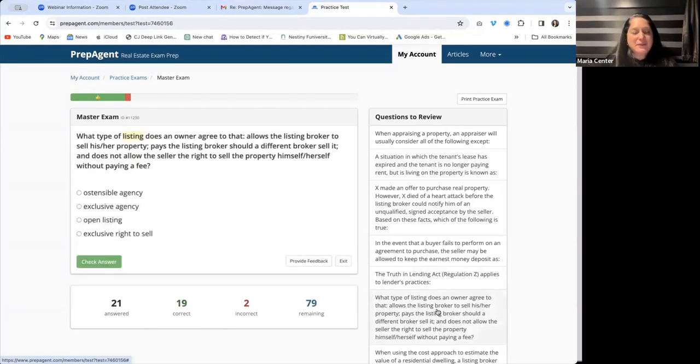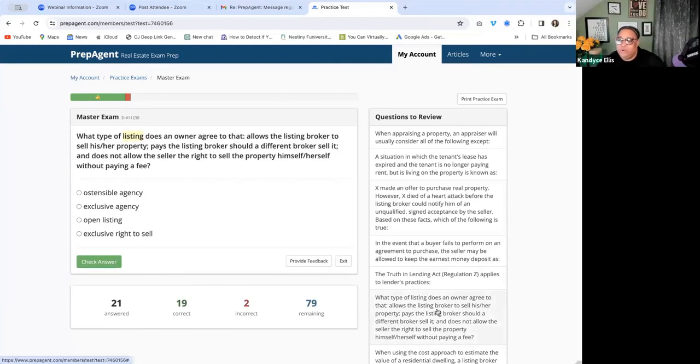All right, Candace, how about this one? What type of listing does an owner agree to that allows the listing broker to sell his or her property, pays the listing broker should a different broker sell it, and does not allow the seller the right to sell the property himself or herself without paying a fee? Is it ostensible agency? Is it exclusive agency? Is it open agency? Or is it exclusive right to sell? What say you? I see them rolling in the chat so fast.